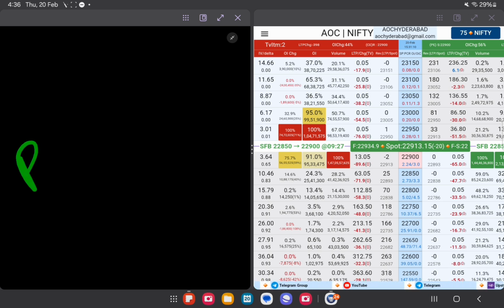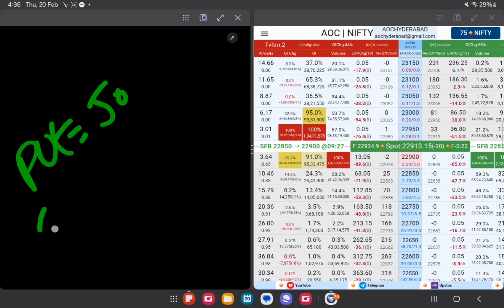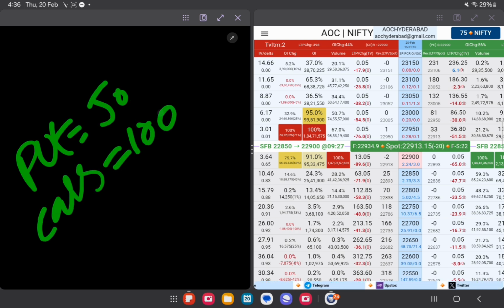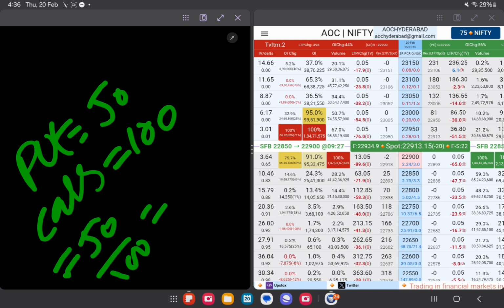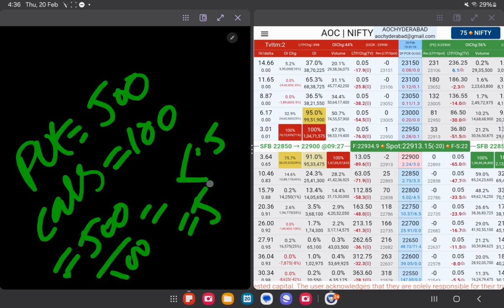If it is in reverse, if the puts are 50 and calls 100, what is going to happen? 50 by 100, what would the ratio be here? It is 0.5, less than 1. And if there are more puts, suppose instead of 50 it is 500, then this figure will come to 5, right? 500 by 100 is 5, which means there are more puts in the market when compared to calls.